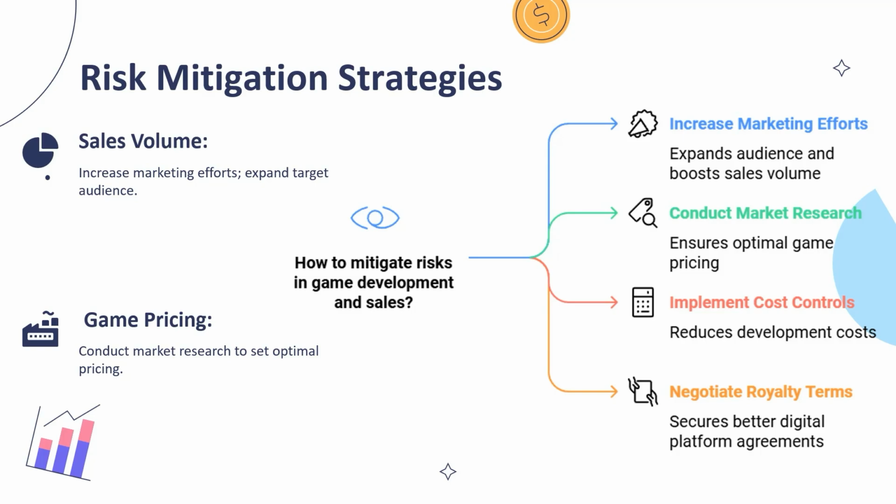And then we also look at game pricing. We talked about it before. Conduct market research to set optimal pricing. So if you have a first-person shooter, and most first-person shooters are, say, $60, and you want to go $70, you really have to prove that this game is worth $70 to the actual users. Because if they don't think the value's in there, you won't be able to sell that game, and you might not even break even.